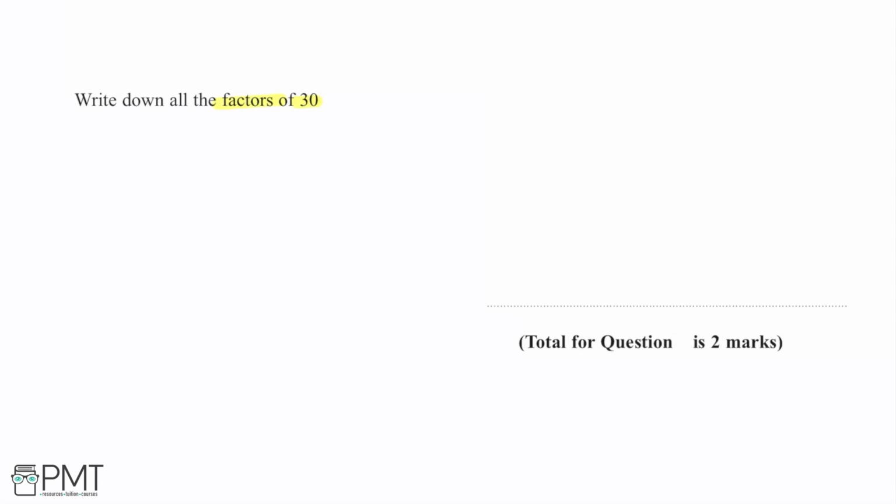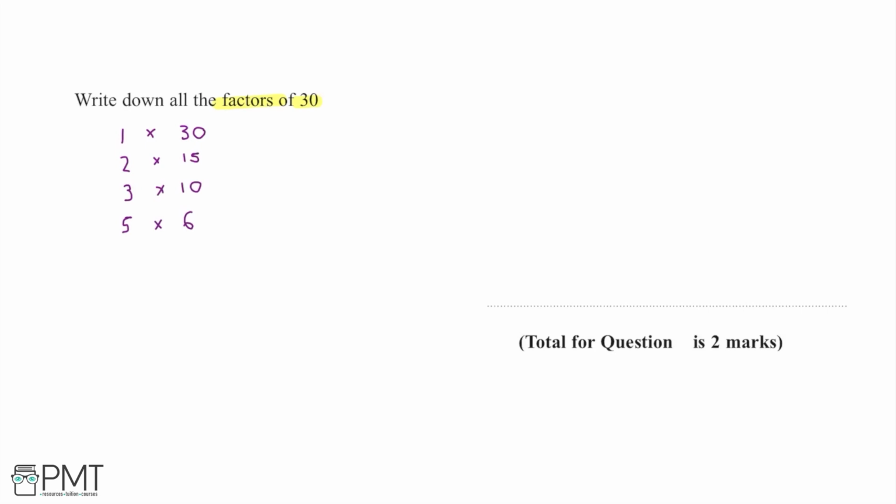So starting off, if I take 30, that's going to be 1 multiplied by 30, gives me 30. So 1 and 30 are both factors. Moving up, I can go to 2, and 30 is even, so it's divisible by 2. And that gives me 2 times 15 gives me 30. So 2 and 15 are factors. Similarly, I can do 3 times 10. Then when I get to 4, 30 isn't divisible by 4, so 4 is not a factor. However, moving on to 5, 5 multiplied by 6 gives me 30, so that is a factor.